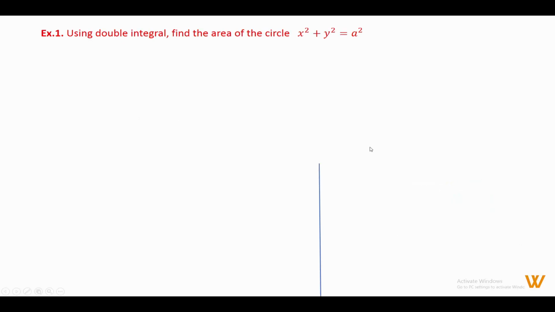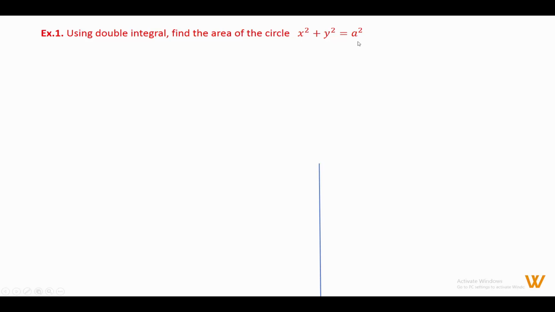Now by using the formula of area, let us evaluate some examples. Example number 1. Using double integral, find the area of the circle x square plus y square equal to a square. The equation of the circle is x square plus y square equal to a square. Find the area of this circle.